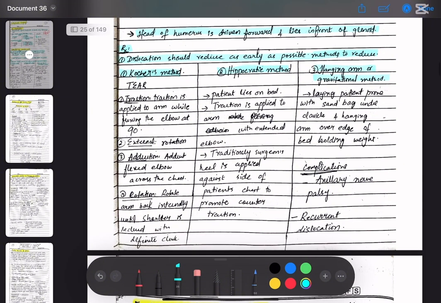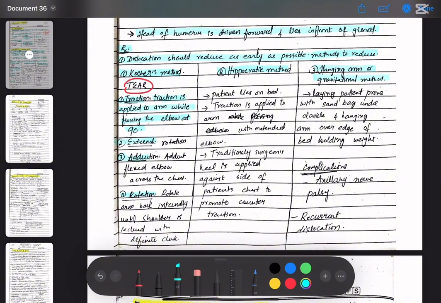Coker's method. You should remember Coker's method with TEAR, T-E-A-R. These are the 4 steps. T is traction, E is external rotation, A is adduction, and R is rotation. Okay, so traction. Traction is applied to the arm while flexing the elbow at 90 degrees. First of all, in Coker's method, what will you do? You will do the traction with the elbow at 90 degrees.